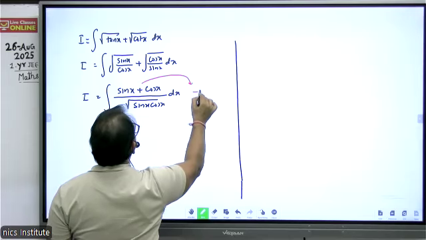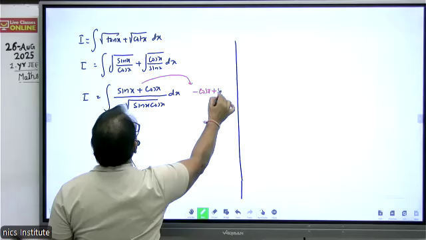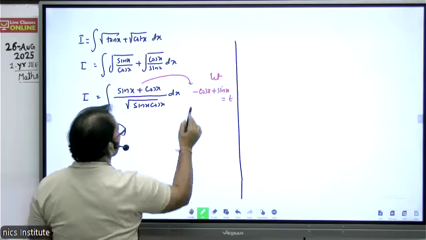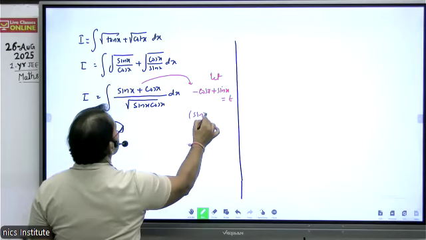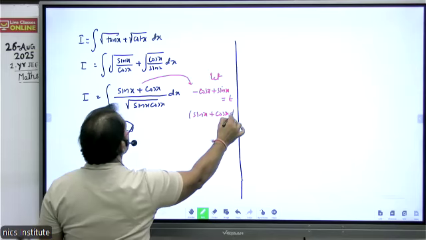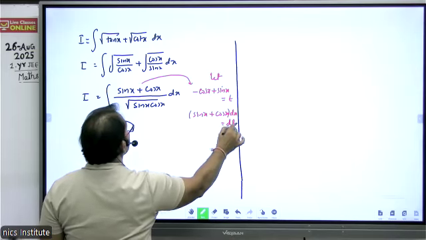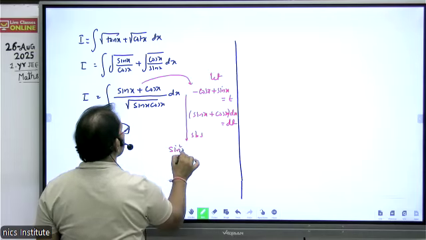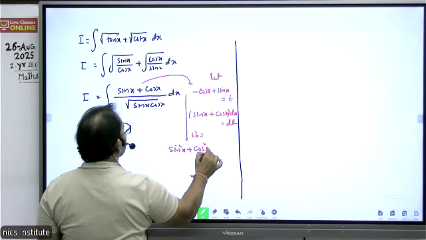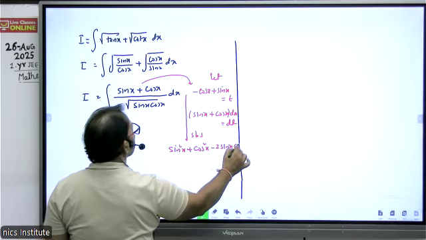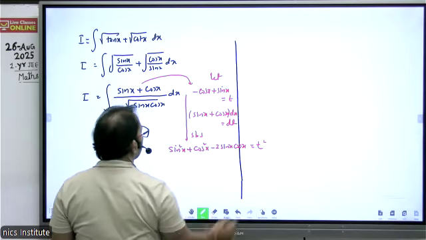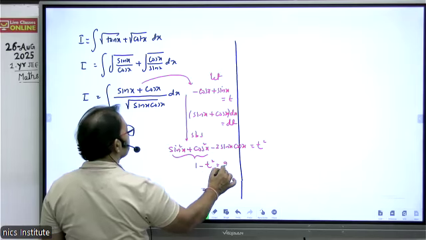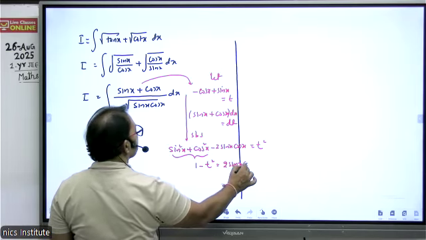It is the derivative of this, yes. So let this be equal to t. If I differentiate this, I'll get sin x plus cos x dx is equal to dt. Squaring both the sides, you get sin square x plus cos square x minus 2 sin x cos x is equal to t square. This is 1. So 1 minus t square is 2 sin x cos x.